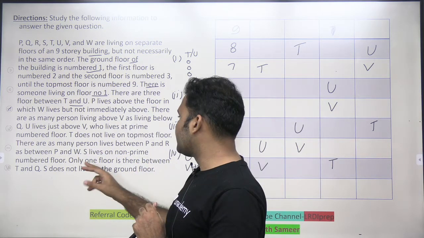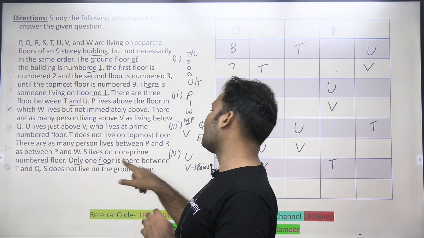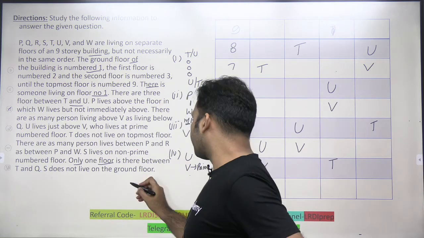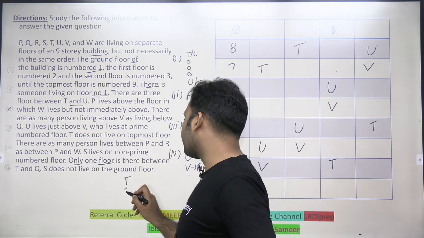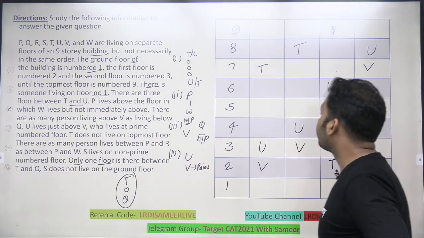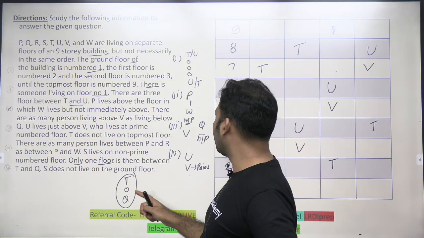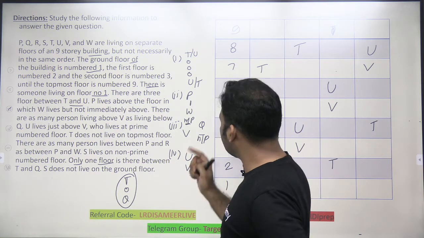You see that if you look at this information, only one floor is there between T and Q. So between T and Q, there is a gap of one floor, right? Now let's try to use it. Between T and Q, there's a gap of one floor, and then you can also use this information.